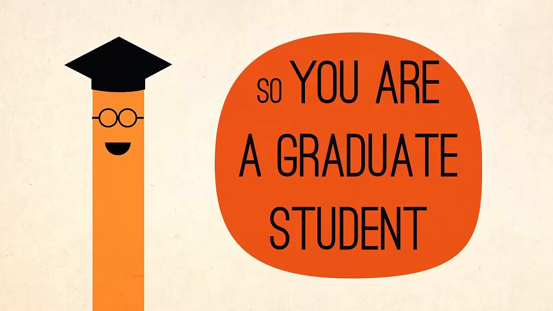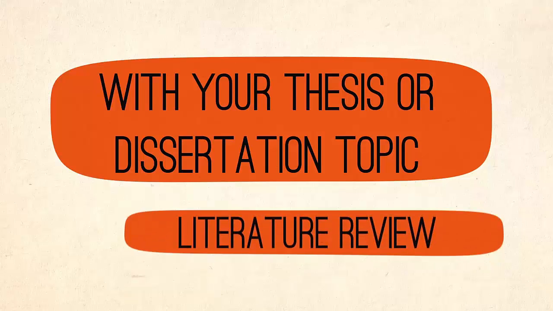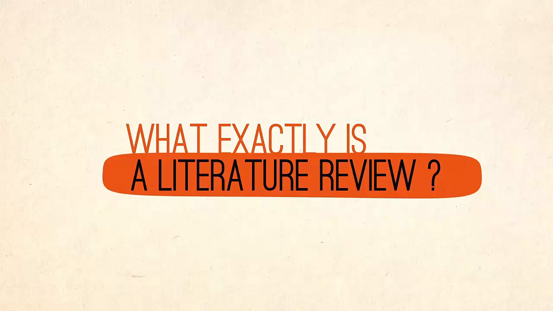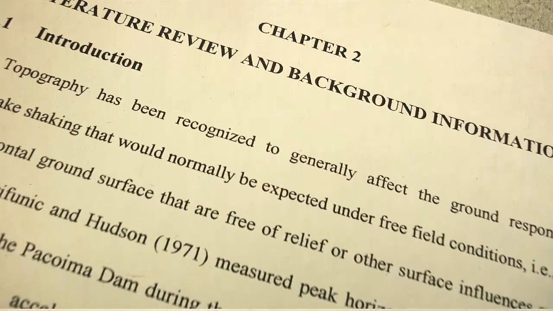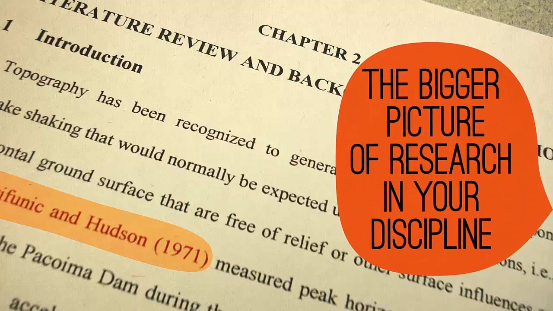So you're a graduate student with your thesis or dissertation topic, and you need to get started on your literature review. But what exactly is a literature review? The literature review is often a chapter in your thesis or dissertation where you'll describe and cite what research has already been done related to your topic, how this research has helped inform your own topic, and how your topic fits into the bigger picture of research in your discipline.